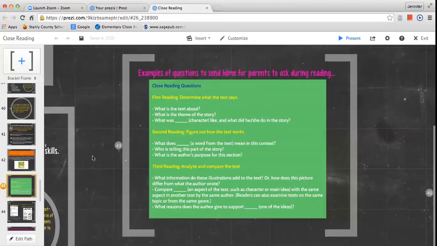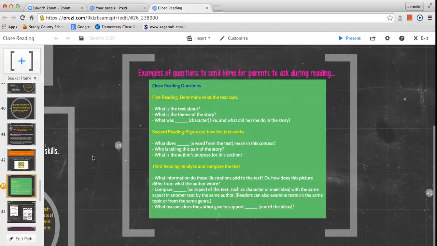These are some examples of questions that a teacher would send home to support parents in implementing close reading at home. It helps them understand what types of questions should be asked during a first read, second read, and third read.